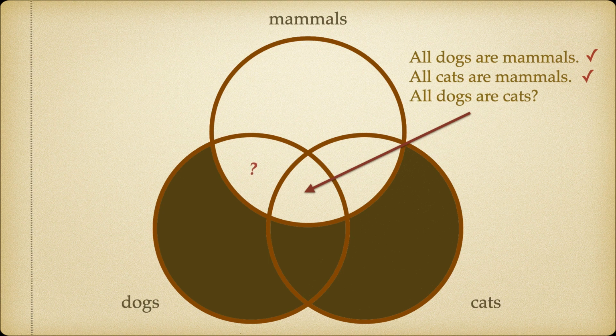But what about this region? Is it populated? And what about this region? Maybe there are things in that region as well. What this diagram clearly shows us is that we are not forced to draw a conclusion at all from these premises. So even though they are true, nothing follows necessarily. This would be an invalid argument. We are not forced to accept the conclusion.